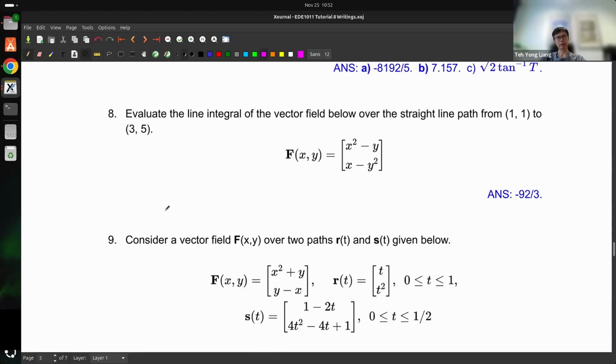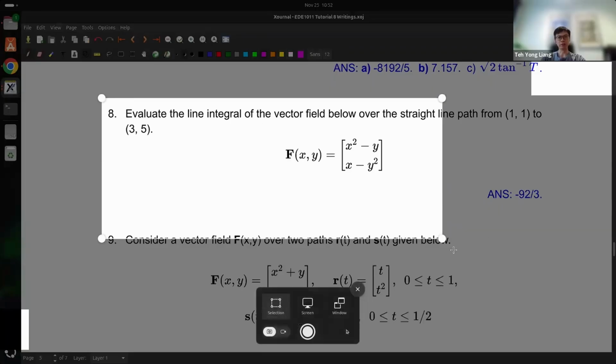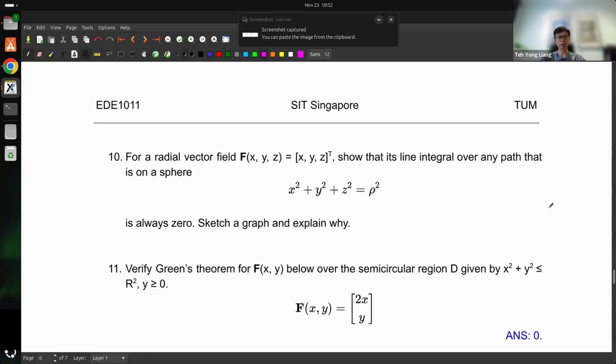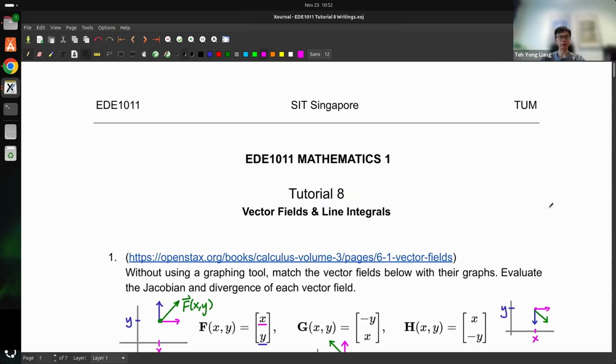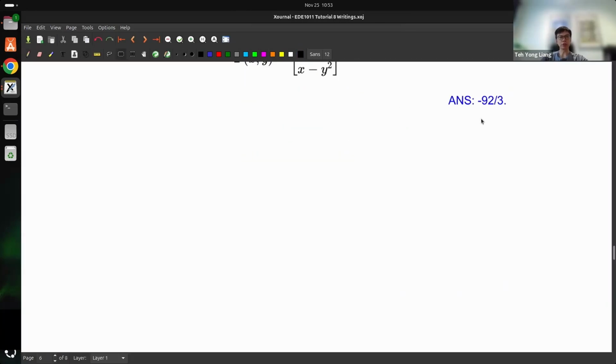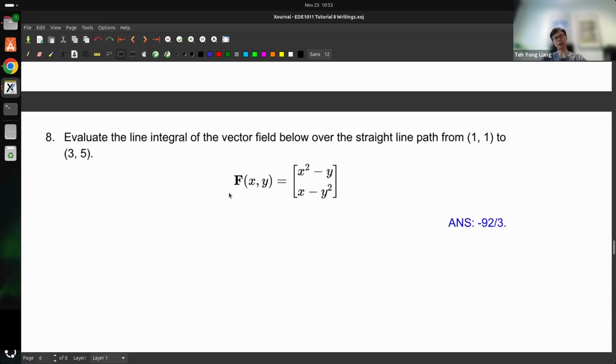Question 8. Maybe this one I think I better do. Just to make it clear that you need to know how to parameterize a path that is defined. The question states that you have a straight line path from 1, 1 to 3, 5. You have to write down the path equation first, because if you don't know the path equation, then you cannot parameterize the path. Then if you don't have the r of t of that path, you cannot do the line integral.